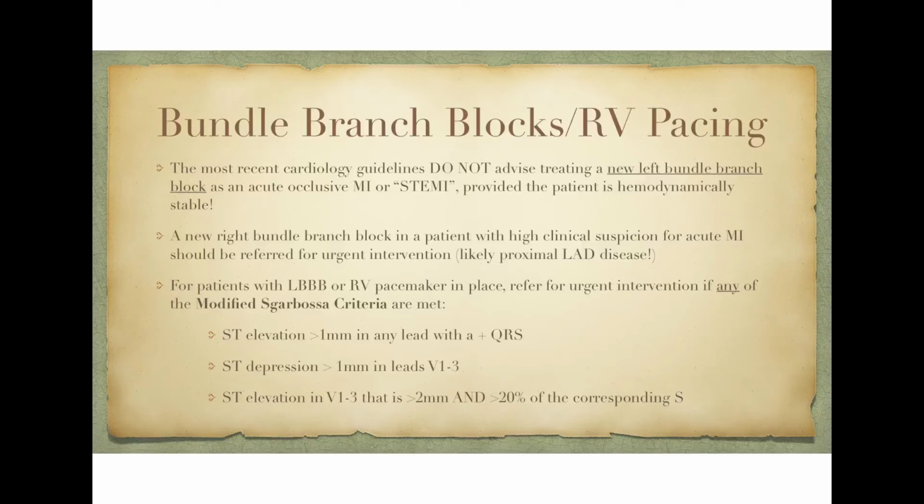Finally, the third criterion is that if you see ST elevations in V1 through V3 that are disproportionate to the size of the corresponding QRS complex, in other words, greater than 20% of the corresponding S wave and absolutely greater than 2 millimeters, you should also be concerned.